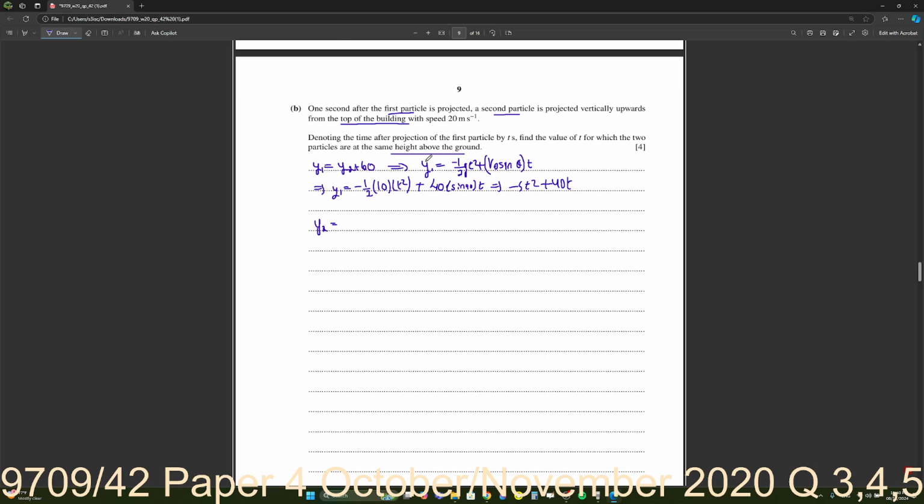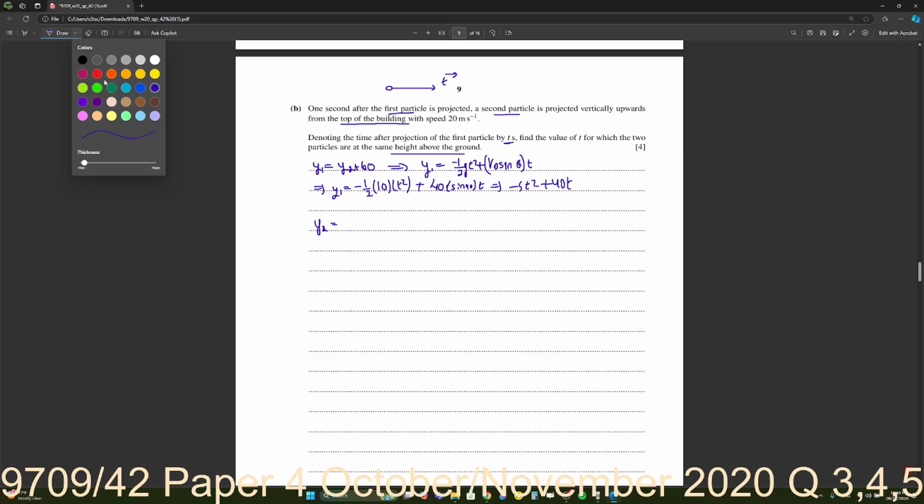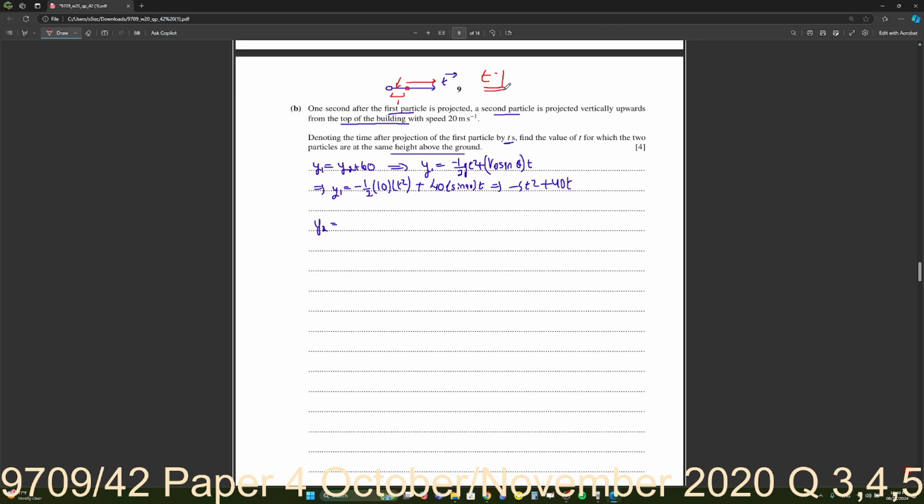Now, y2 is going to be interesting because it's going to be the same thing, but instead of t, we're going to use t minus 1 because they said t is the time of the first particle. But relate the two particles. The second particle was projected 1 second after the first particle. So if the first particle is moving, the time is continuing, right? But remember that the second particle only joined in after 1 second. So the time would be the same as the first particle, but just 1 second less, right? So we're going to use t minus 1 as our time for the second particle, okay?